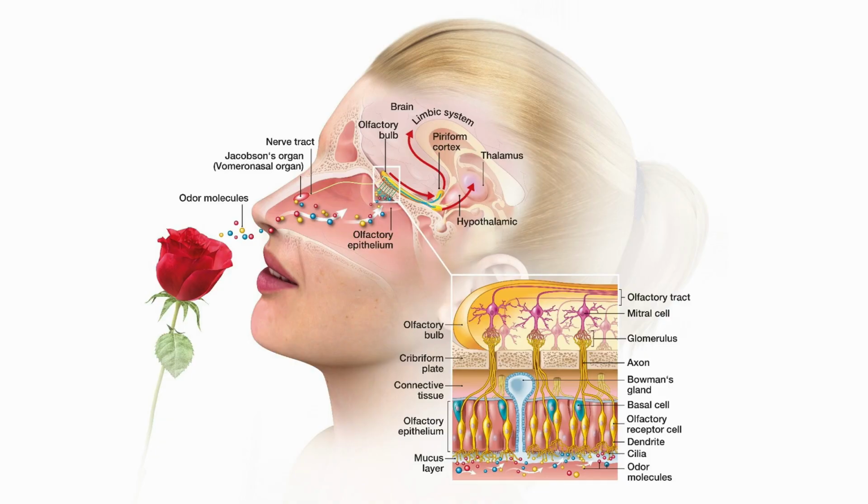Okay, so let's take a look. We have these odorant molecules that are coming from the rose. One thing I want to point out is that the sensory receptors for olfaction are actually in the superior part of the nasal cavity. Remember that these hair cells are in the mucus, so the odorants are going to have to get dissolved in the mucus in order for these hair cells to detect them.